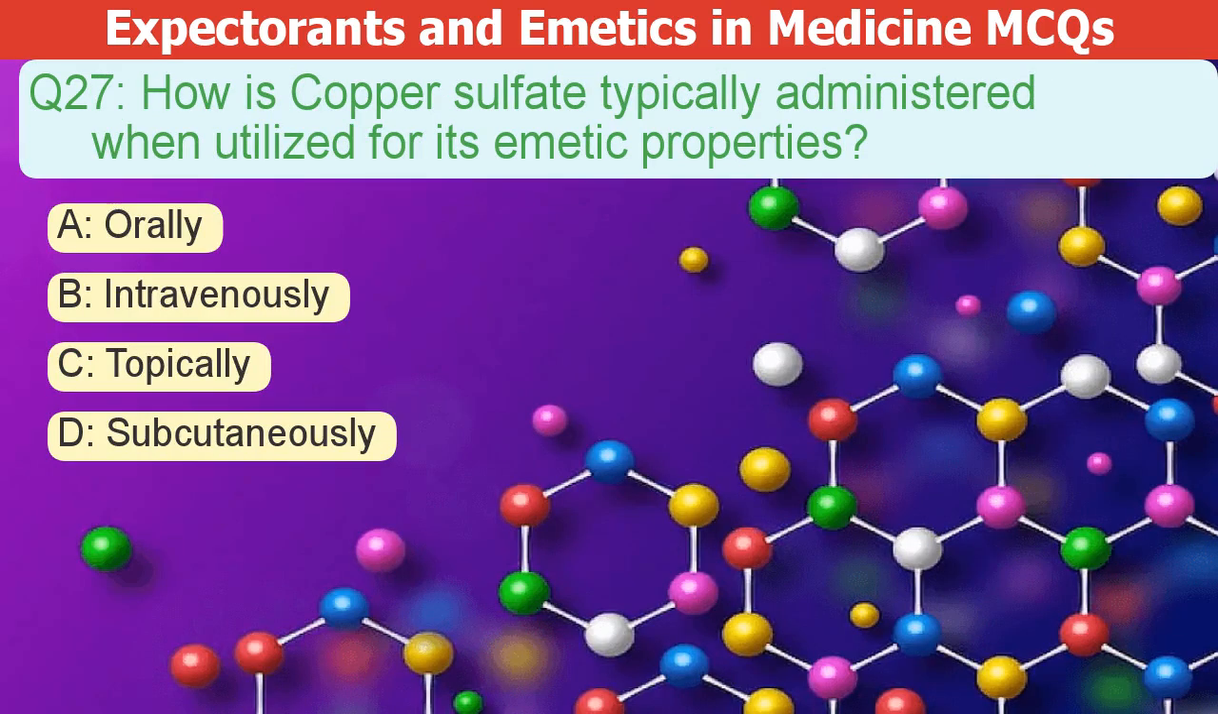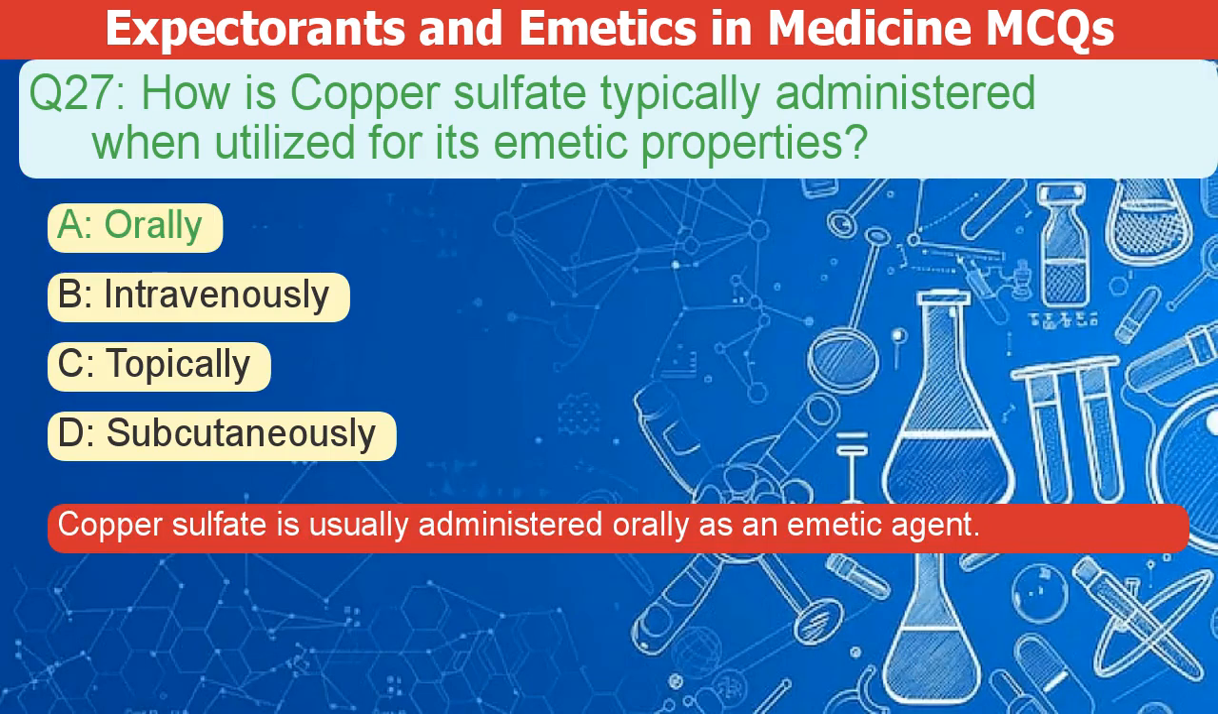How is copper sulfate typically administered when used to induce vomiting? A. Orally. B. Intravenously. C. Topically. D. Subcutaneously. The correct answer is A. Copper sulfate is usually administered orally as an emetic agent.